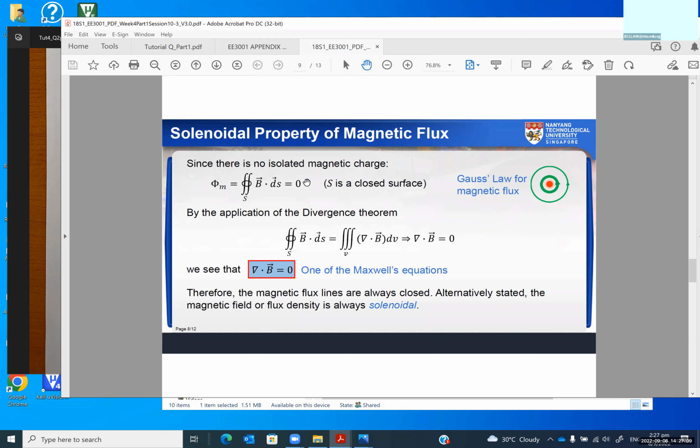So for a static magnetic field, since there are no isolated magnetic charges, if you apply the divergence theorem, it says the divergence of B is 0.